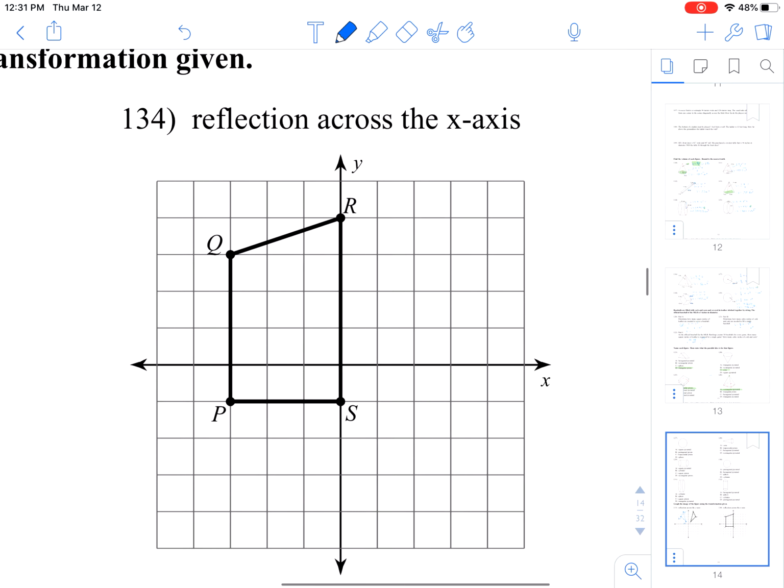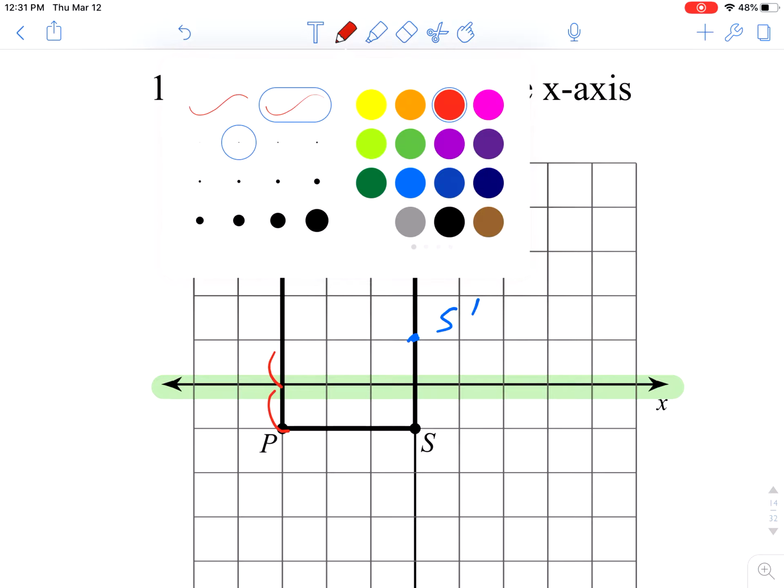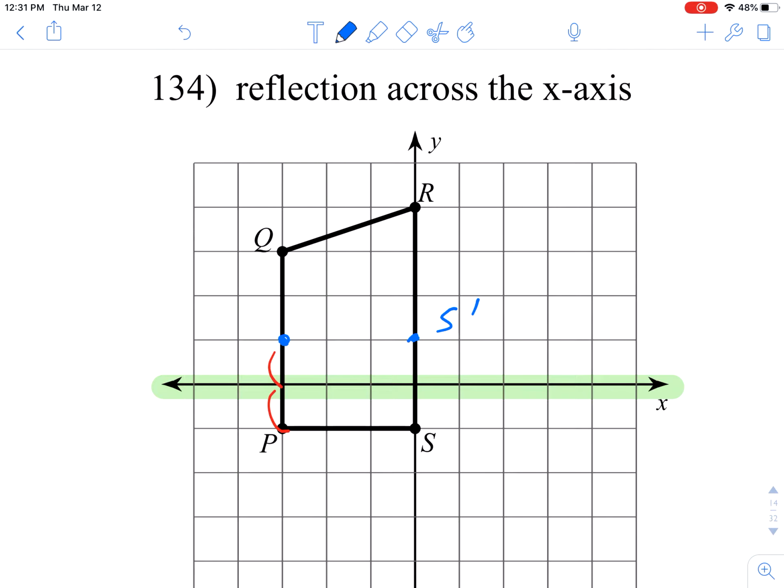Looking at problem 134, we're going to again reflect across the x-axis this time. So this is the x-axis. And so you kind of do the same thing, except for you're going against the x-axis. S is 1 away. The new S is going to go 1 away up here. And so we're going to title it S prime. Again, you don't have to write the things in red. P is 1 away from the line. It's 1 away from the line. We put another point. We label it P prime.